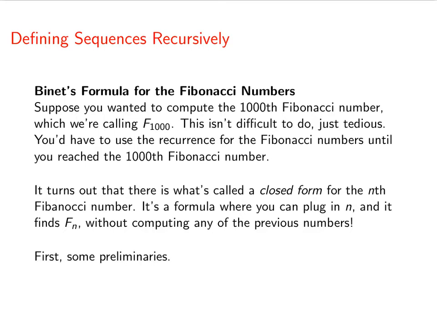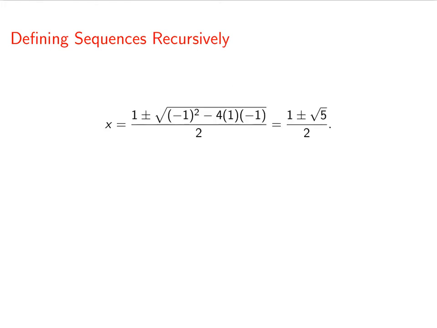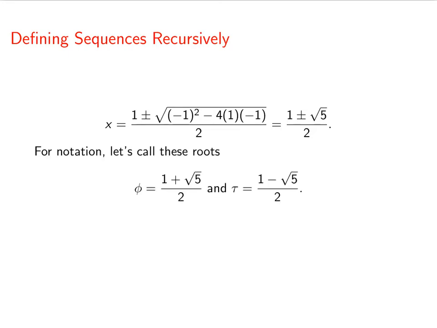First, let's talk about some preliminaries. Let's take this quadratic equation, x squared minus x minus 1 equals 0. And let's just use the quadratic formula to find its real solutions. All right, so let's not go through all the details. If you use the quadratic formula, you get 1 plus or minus root 5 over 2. And as a matter of notation, let's call the positive root, 1 plus root 5 over 2, phi, and the negative root, 1 minus root 5 over 2, we'll call that tau.